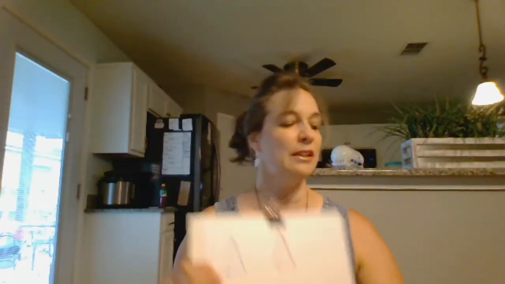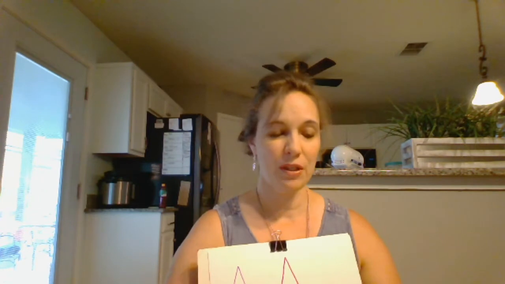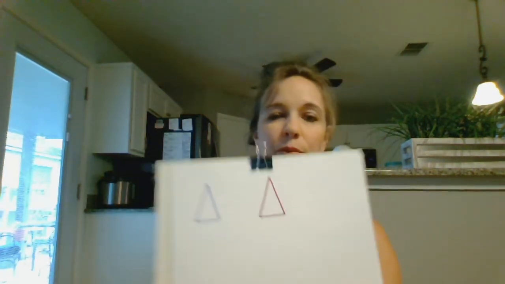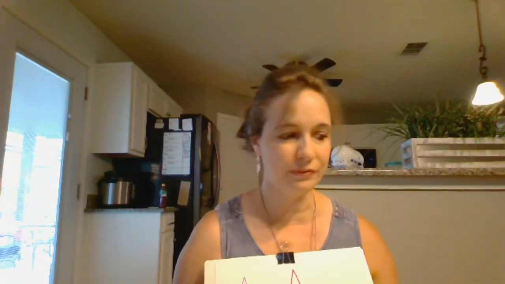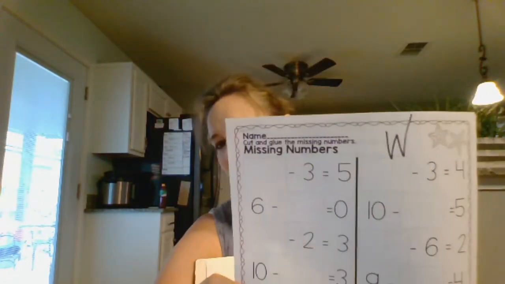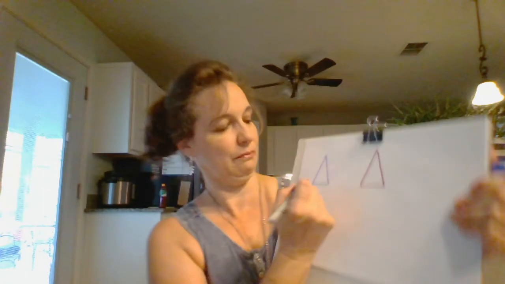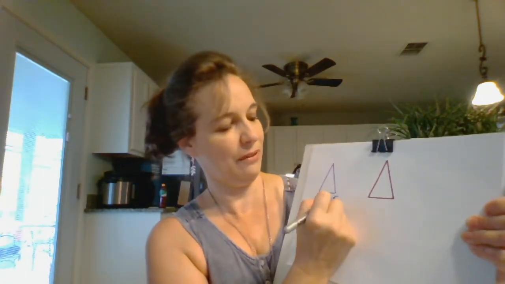So to me, the best way to find missing numbers is to do our part whole models. So if you look at the first one, what goes at the top of the triangle? The biggest number. Where is the biggest number in a subtraction problem? At the front. Look at this problem. It's missing the front number. So we have the two bottom numbers. We have a 3 and we have a 5.